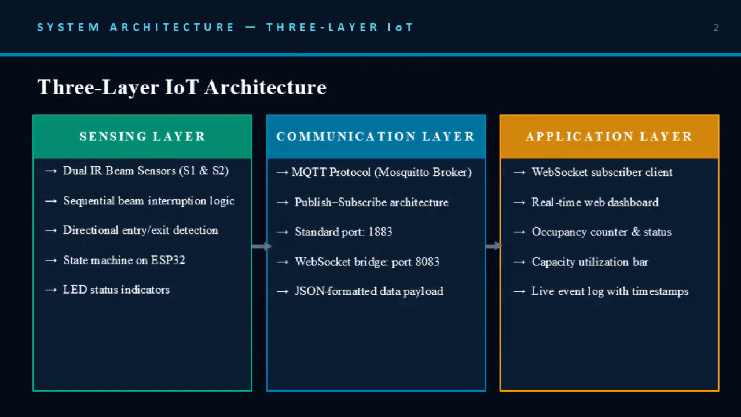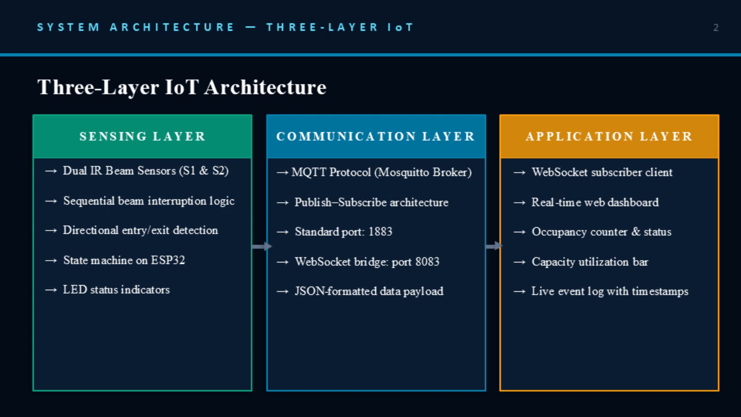LabFlow follows a three-layer IoT architecture. The first layer is the sensing layer. Two infrared beam sensors are placed at the laboratory entrance. An ESP32 microcontroller processes the sensor signals using a state machine to classify each beam interruption as either an entry or an exit event. The second layer is the communication layer.